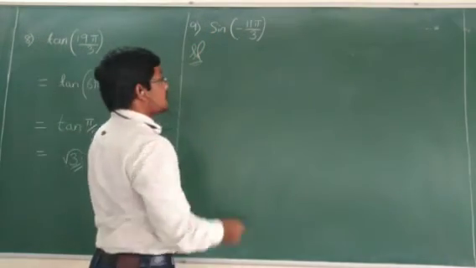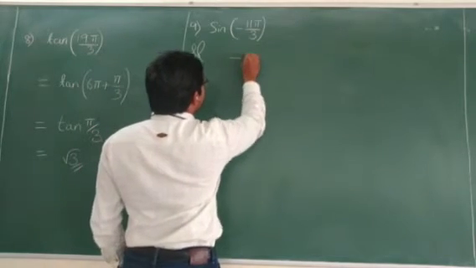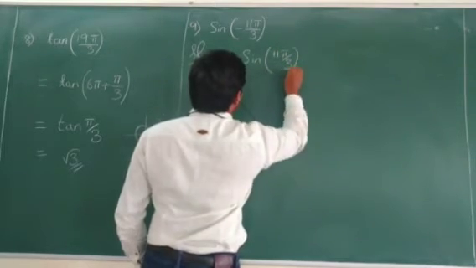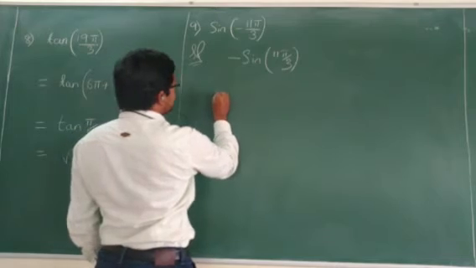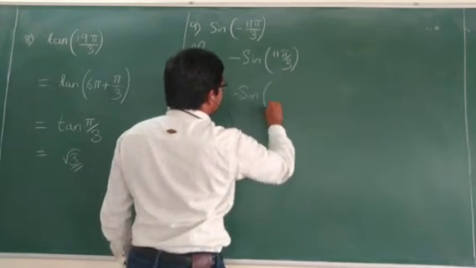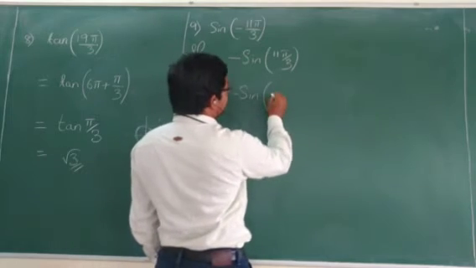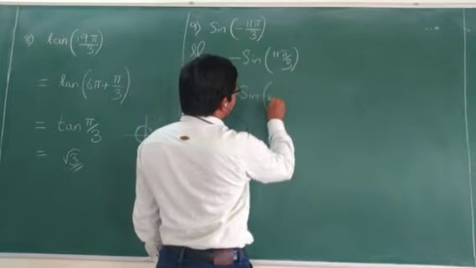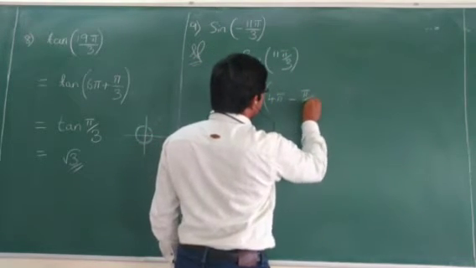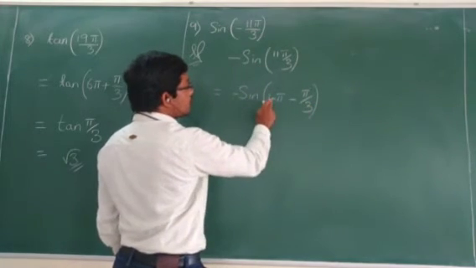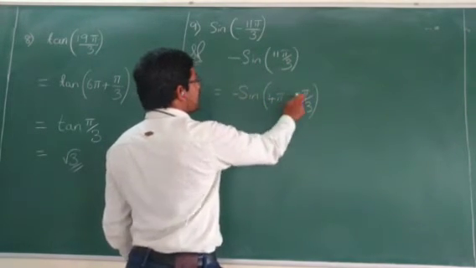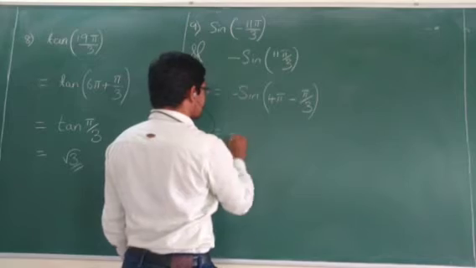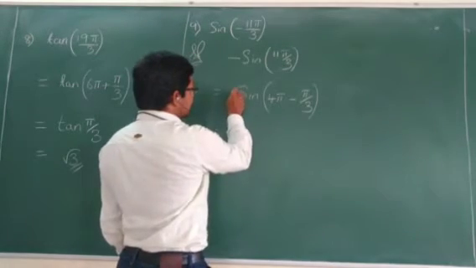Sin of minus, as we have seen, sin of minus will become minus sin. Minus sin 11 pi by 3, that is equal to minus sin 11 pi by 3 can be written as, we can write that as 4 pi minus pi by 3. You can see 3 into 4, 12 pi minus pi. 12 pi minus pi is 11 pi. So, we get 11 pi by 3. So, that is equal to minus, this minus we are writing.